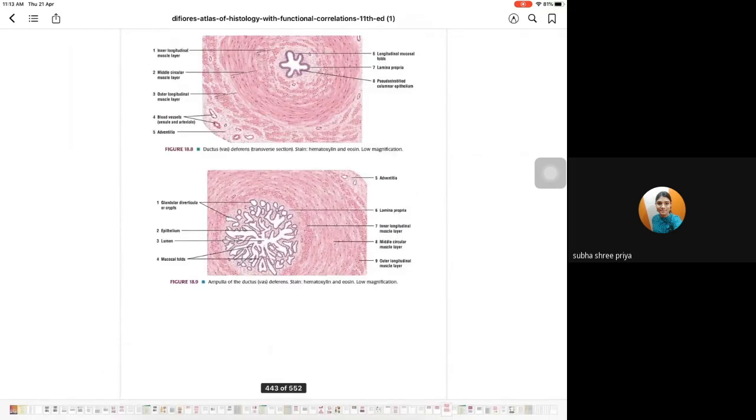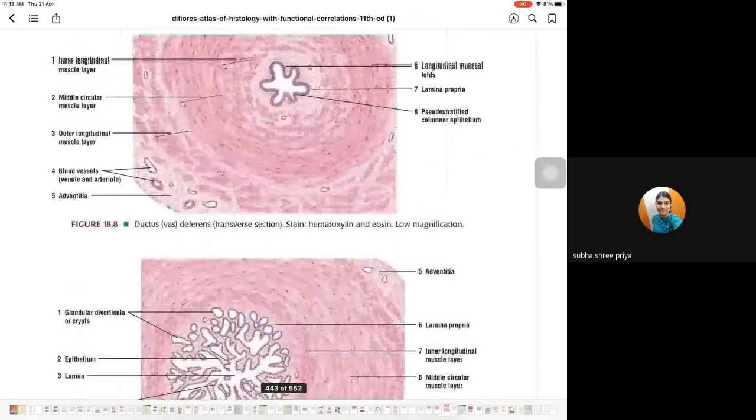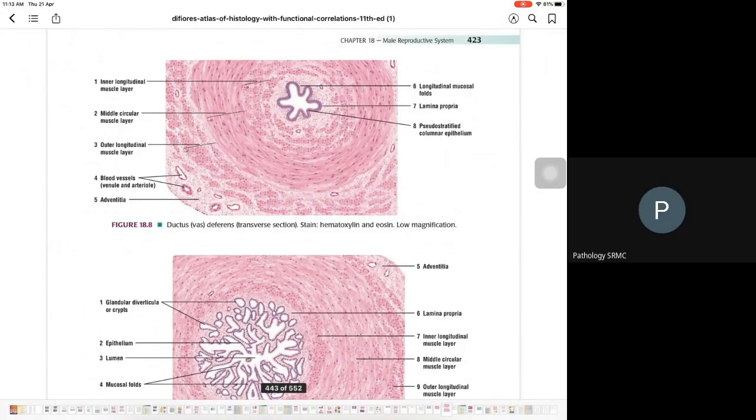This is the vas. Vas is another structure where there is no submucosa. Ductus or vas deferens, transverse section, H&E stain, low magnification. From the top left: inner longitudinal muscle layer, middle circular muscle layer, outer longitudinal muscle layer, blood vessels, venule and arteriole, adventitia, and then longitudinal mucosal folds, lamina propria, pseudostratified columnar epithelium.